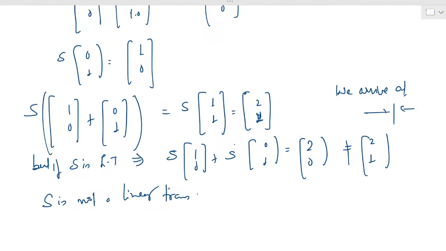Okay, so S of (1, 1) is (2, 1), right? Sorry. So S of (1, 1) is (2, 1). So therefore, it's not a linear transformation.